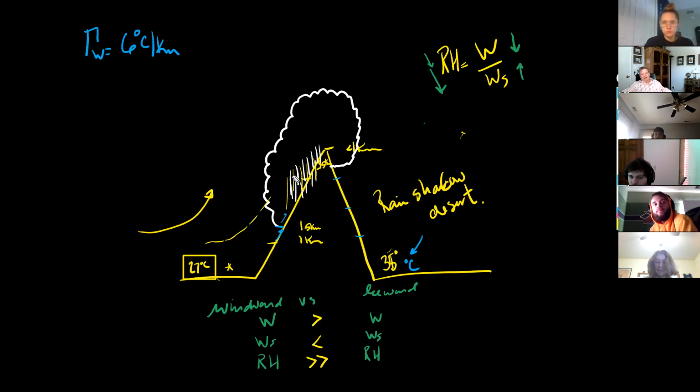Think about Seattle, it rains all the time because this moist humid air comes up and is forced up and it rains out. But you go over the mountains toward Eugene, Oregon, Spokane, Washington, then you've got really dry areas. And that's because it's a rain shadow desert. Now, does everybody have questions on this before I erase it?